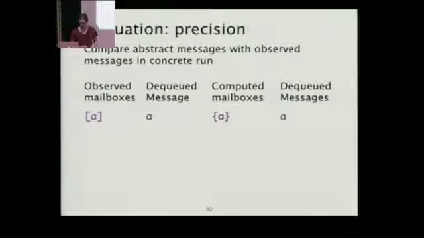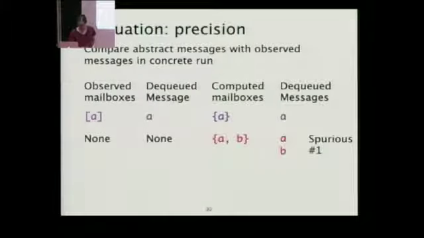We also count the number of spurious messages, so we have different types. On the left, it's concrete. On the right, it's in the analysis. So that situation is perfectly fine. We have a concrete mailbox containing only the message A. A message that can be dequeued in this mailbox is the message A. In the analysis, we observe a mailbox, the set containing only A, and the only message that can be dequeued is message A.